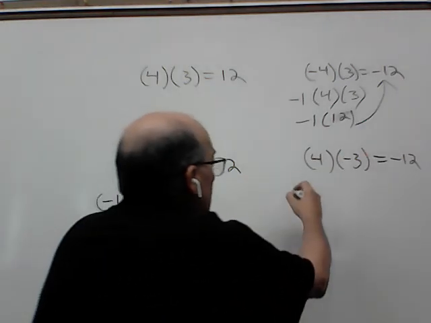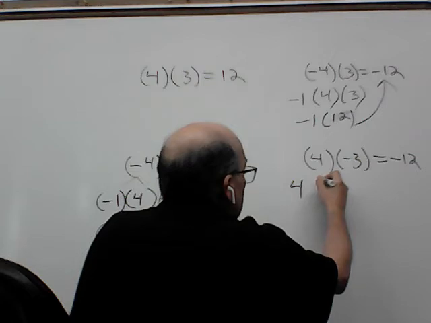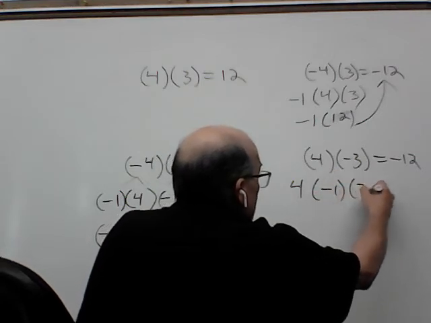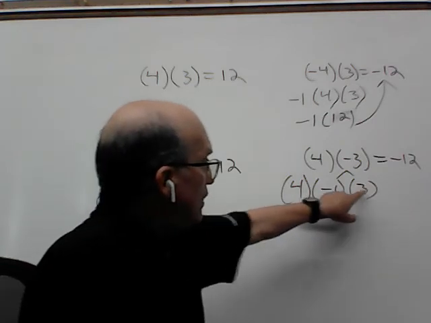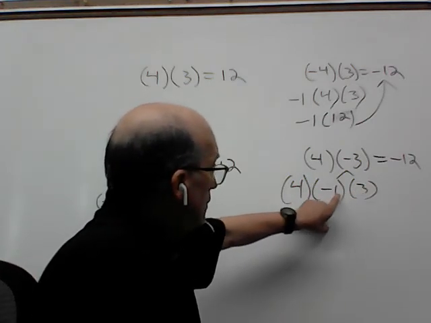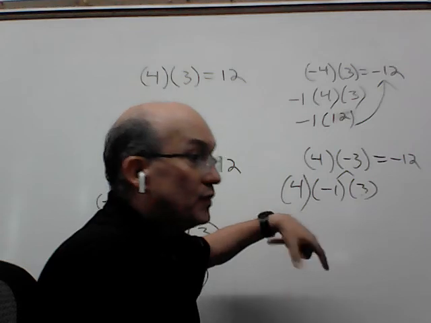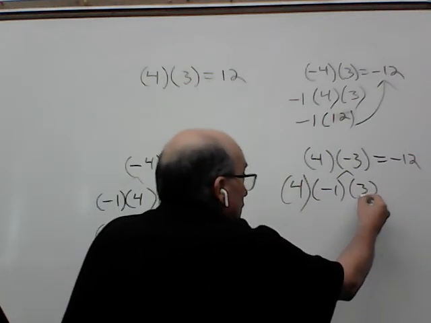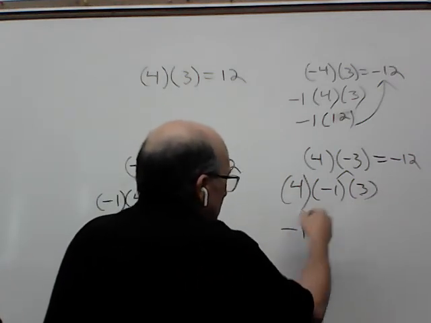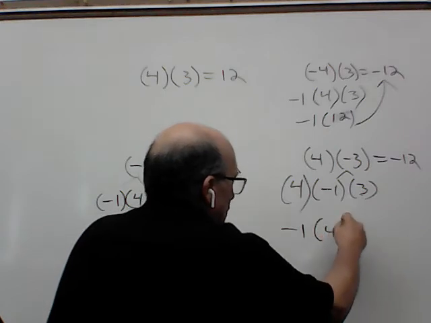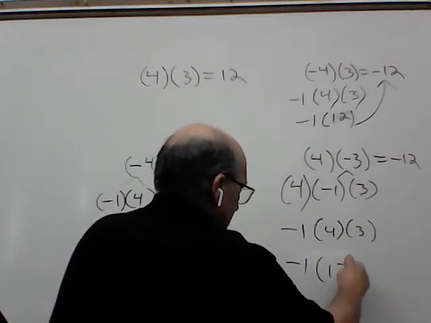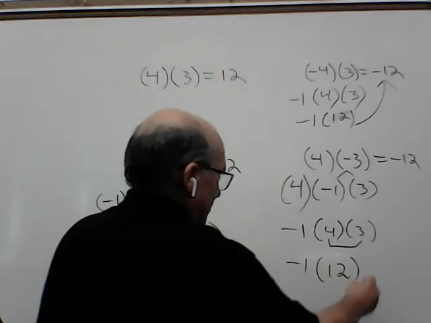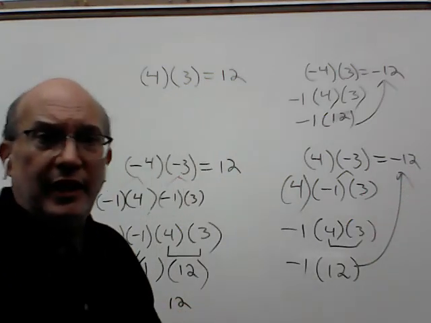Over here, 4 times -1 times 3, right? We can rewrite the -3 as -1 times 3. -1 times 3 is the opposite of 3, which is -3. And the associative property allows us to put the -1 out here, then the 4, and then the 3. It's very similar to the one above. -1 times 12 is once again -12.